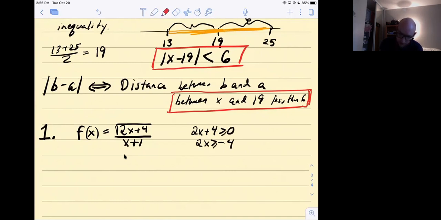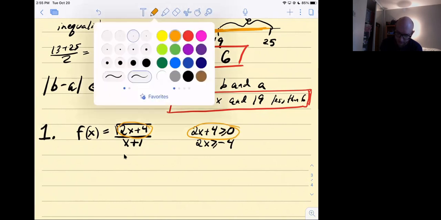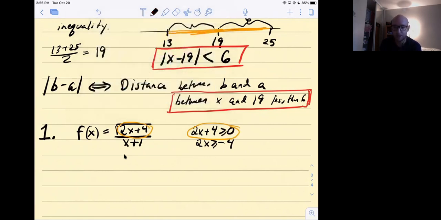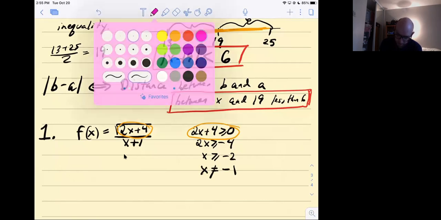So whatever you see underneath the square root, it's got to be greater than or equal to 0. And then you can solve for that, making sure to be careful with the inequalities. So you get x is greater than or equal to negative 2. And the bottom one tells us that x cannot be equal to negative 1. This is from the bottom equation.